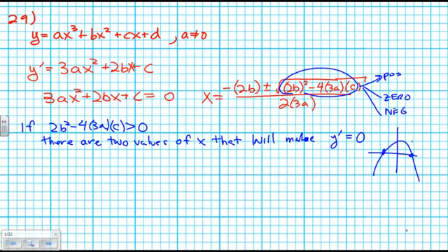Or it'll look like this with 2 zeros. Either way, you have 2 zeros, and the parabola goes from negative to positive to negative, or from positive to negative to positive. There are 2 zeros, and there are 2 sign changes, therefore there are 2 local extrema. Okay?